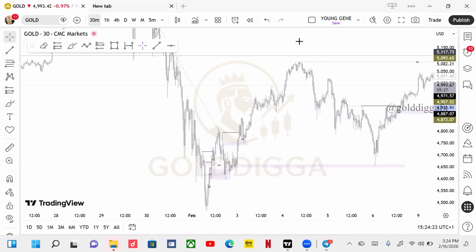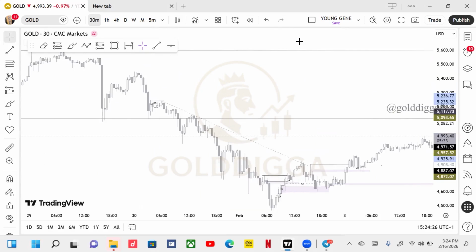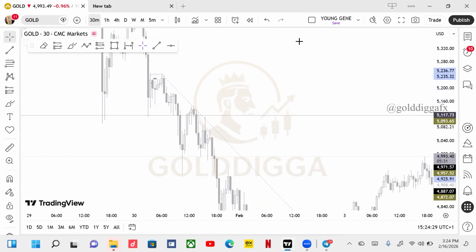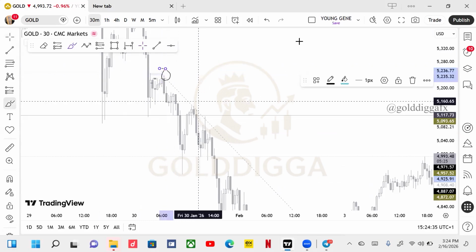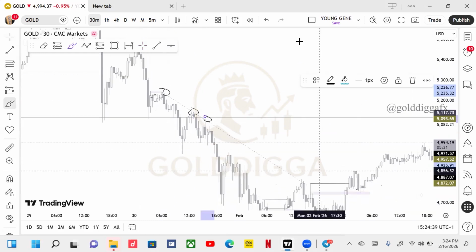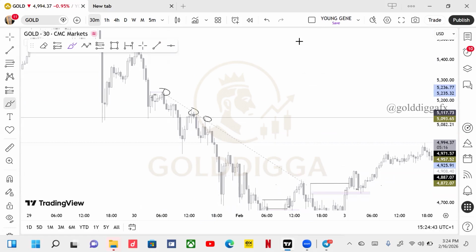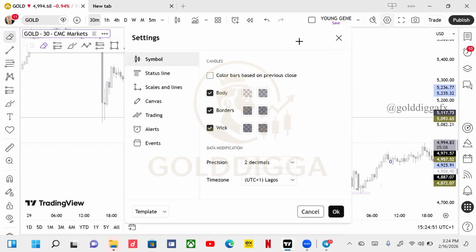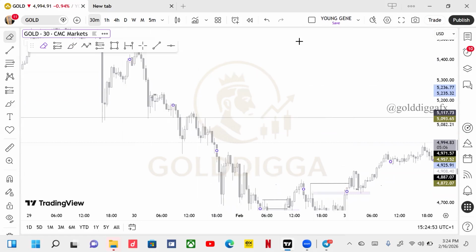Okay, so you can see here my trend line liquidity. How many touches do you have here? The trend line liquidity I'm targeting from here. 1, 2, 3, 4. So that would be the one to target. That would be the one I'll target.